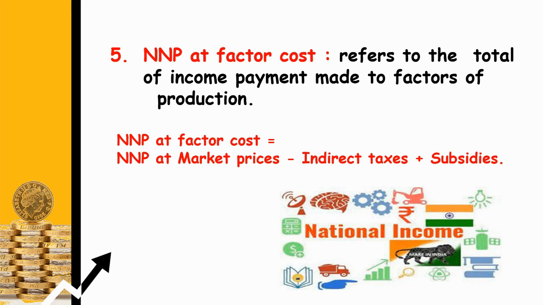This measure differs from NNP at market price in that indirect taxes are deducted and subsidies are added to NNP. So in order to arrive at NNP at factor cost, it excludes indirect tax and includes subsidies. So the formula to calculate NNP at factor cost is equal to NNP at market price minus indirect taxes plus subsidies.